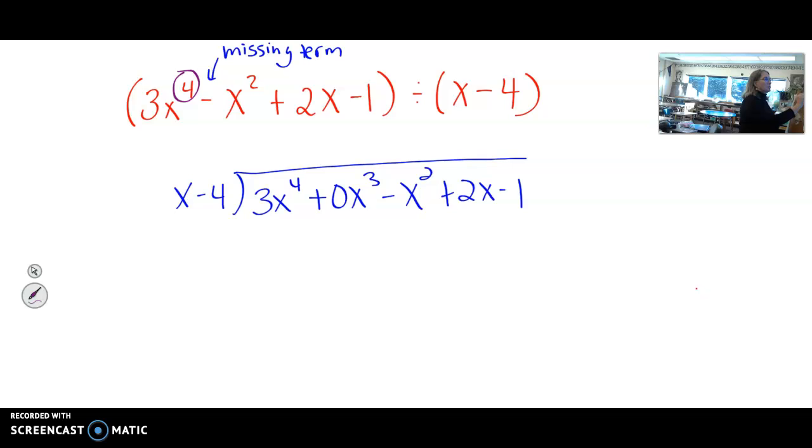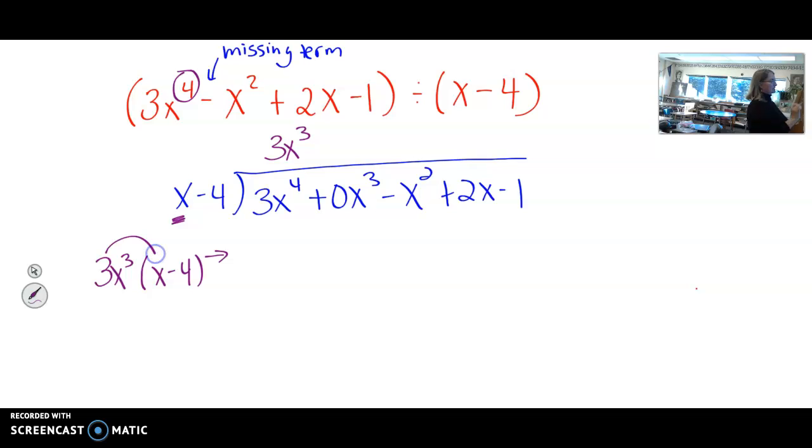Okay, so then when you're doing polynomial division, you look at the first term, 3x to the fourth, and you look at this x, and you ask yourself, what do I have to multiply the x by to get 3x to the fourth? And the answer would be 3x to the third. And then you take 3x to the third and you multiply it by x minus 4, and we're going to put the result right underneath these first two terms here.